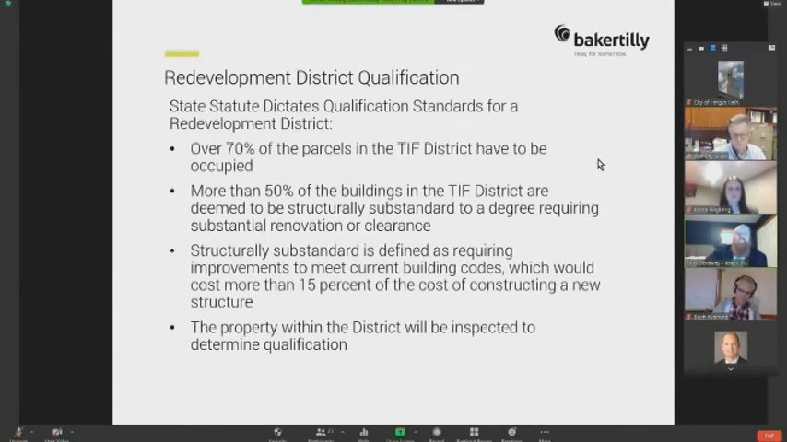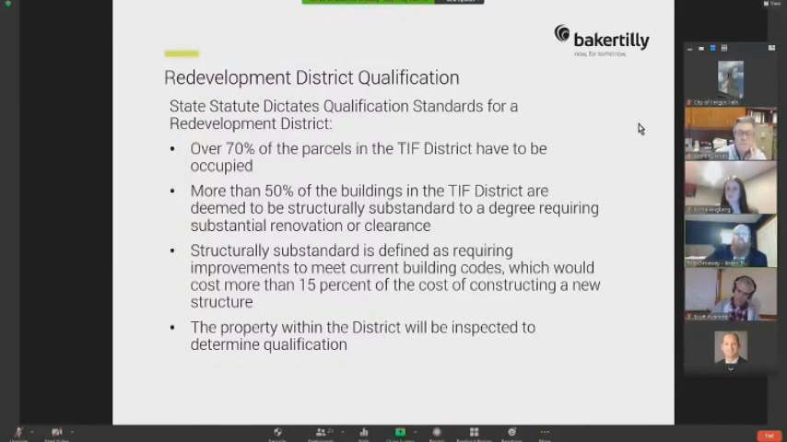In addition to that, more than 50% of the buildings within the TIF district have to be deemed structurally substandard, which is a degree requiring substantial renovation or clearance. A property is defined as structurally substandard if the cost of bringing that existing building into compliance with current building codes is greater than 15% of the cost of constructing a new structure of that same type. In this case, the building that was evaluated was the Shopco building.